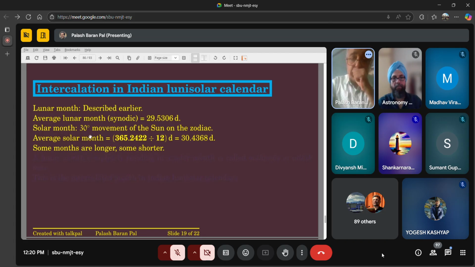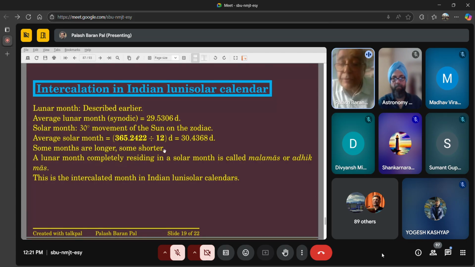So the interesting thing is, in Bengali calendar, the months are really determined by this 30-degree movement of the sun. So the months when the earth is closest to the sun tend to be shorter, and the months when the earth is farthest from the sun are longer, sometimes 32. I have even seen 33 day months. Now the average solar month is 30.43, about 30 and a half days. Of course, some months are longer, some are shorter.